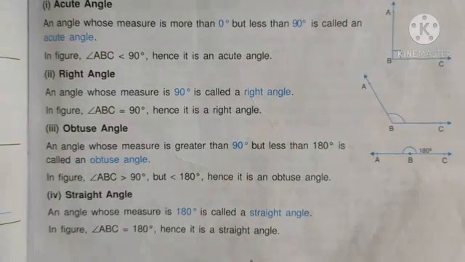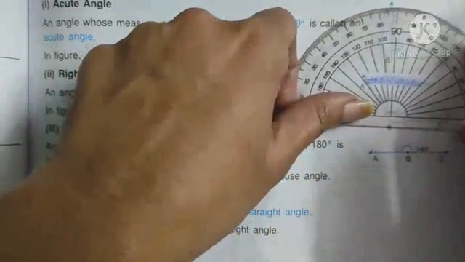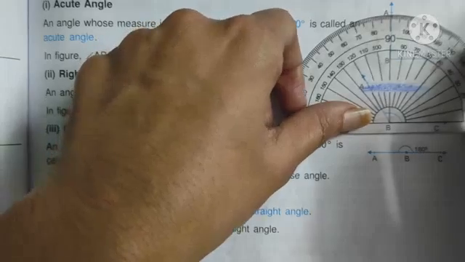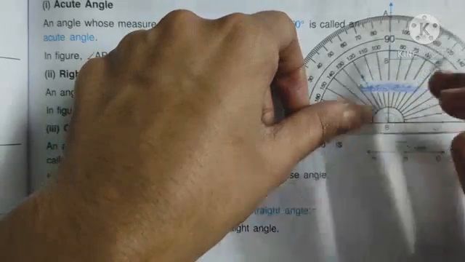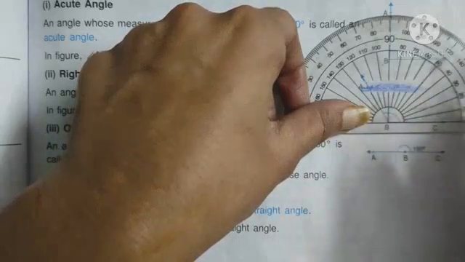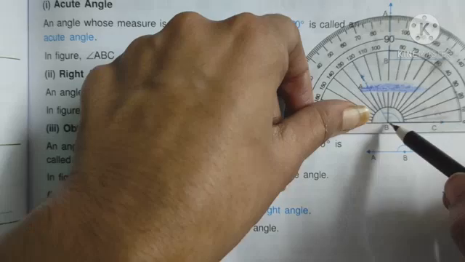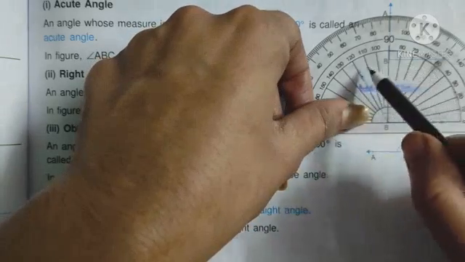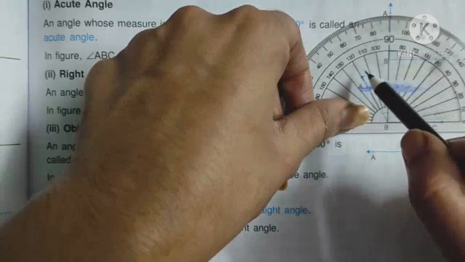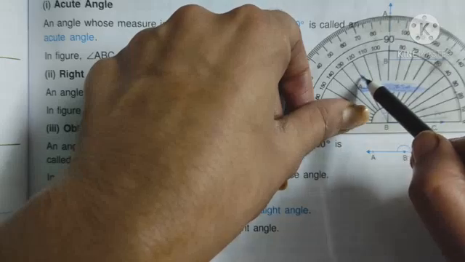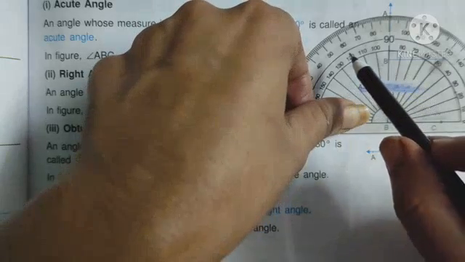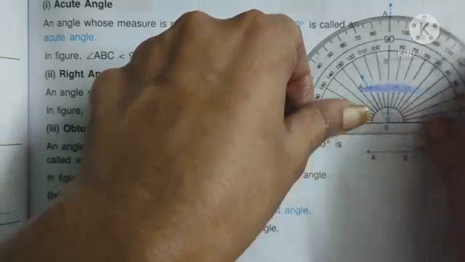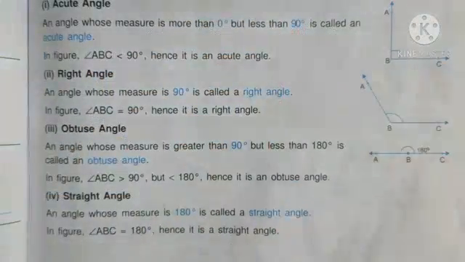You can also measure it with the help of a protractor. Place the protractor on the baseline BC with the point B. You can check, read from the right side here, and this is 120 degrees. So this is more than 90 degrees but less than 180 degrees. So it is an obtuse angle.